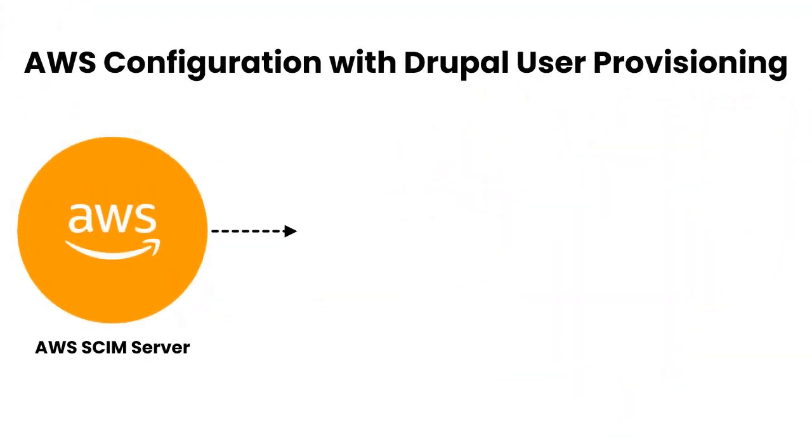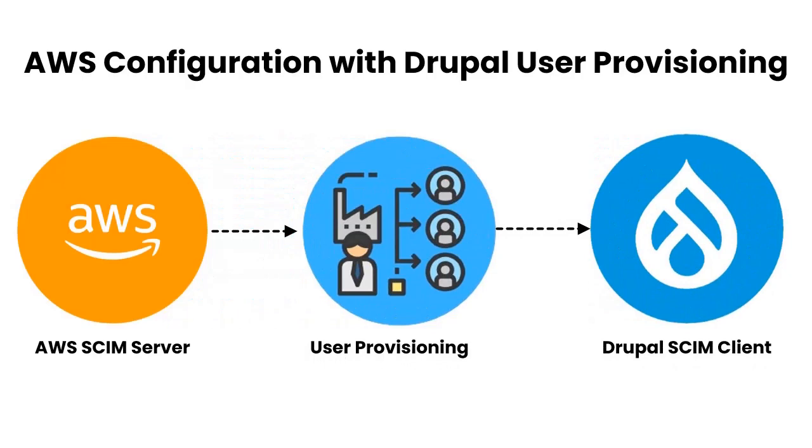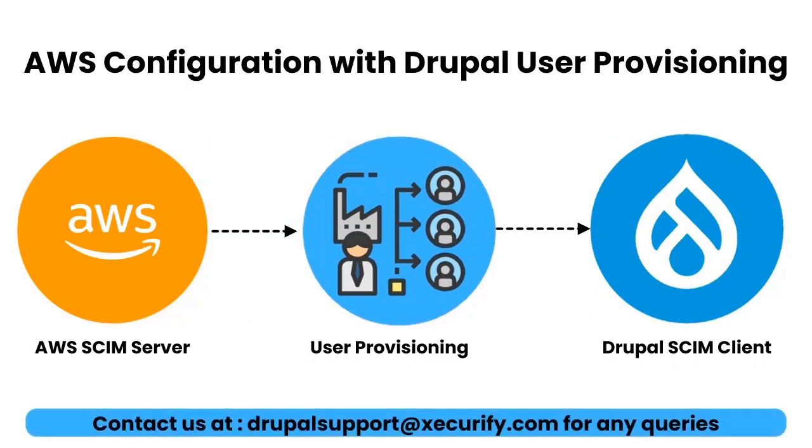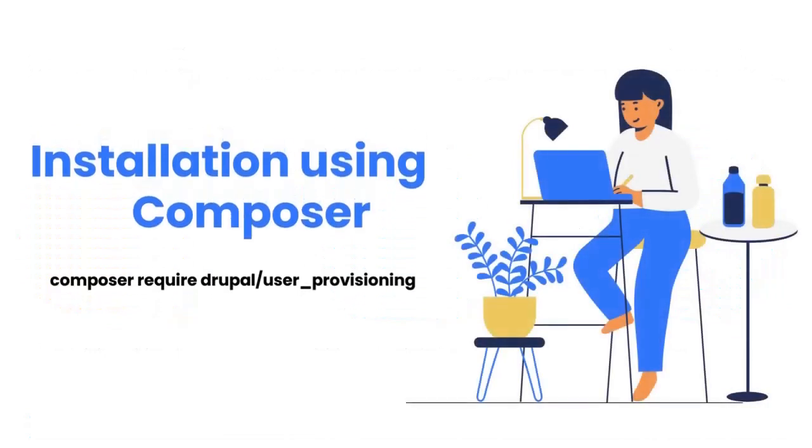In this video, we will demonstrate how you can configure AWS SCIM Server and Drupal SCIM Client. Before proceeding with the configuration, let's install the module using Composer. For reference, the same command will be presented in the video description.